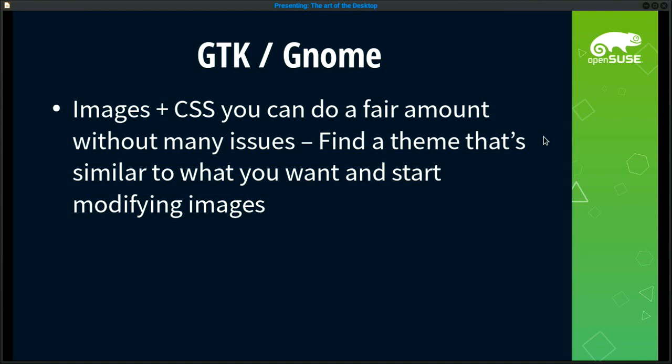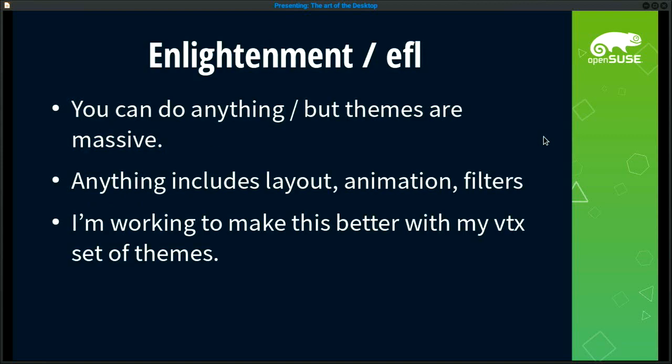Then coming through to Enlightenment. As you saw, we can do all sorts of crazy things with Enlightenment. That has downsides. The biggest downside for Enlightenment is that themes are tens of thousands of lines of code, which makes approaching them and starting them very hard to do.